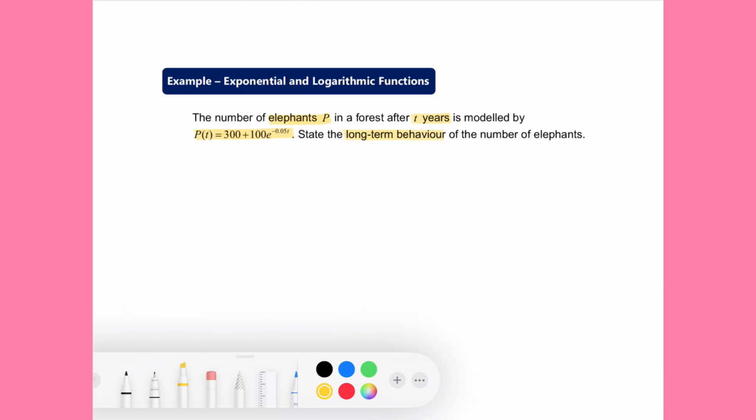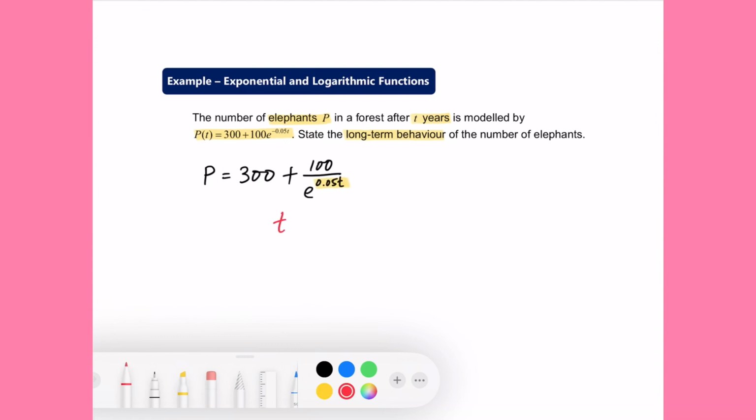Long-term behavior means we would like to look at the trend of the quantity when t becomes larger and larger. We can try to look at the following to help us interpret the long-term behavior of the number of elephants. We can represent the model in this way such that the second term is 100 over e to the power of 0.05t. As originally the power was negative, we put it in the denominator so that the power becomes positive. Then we can look at this power.